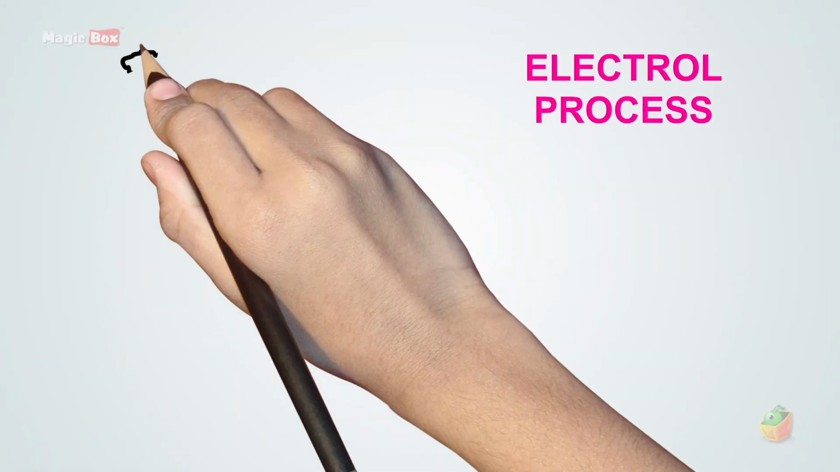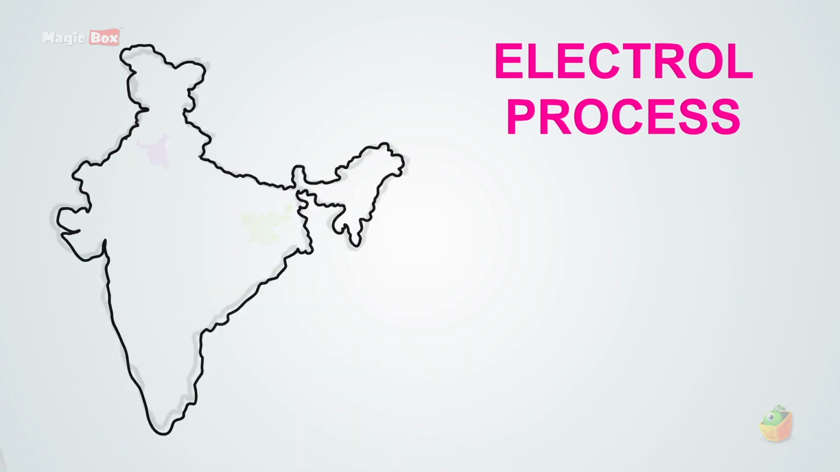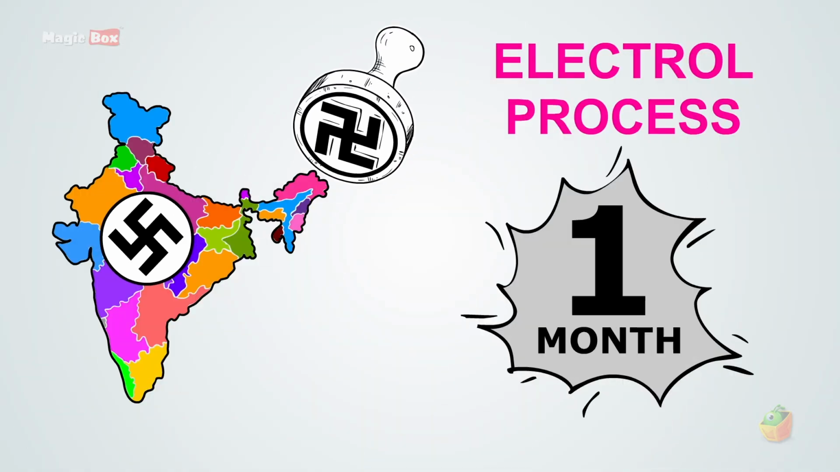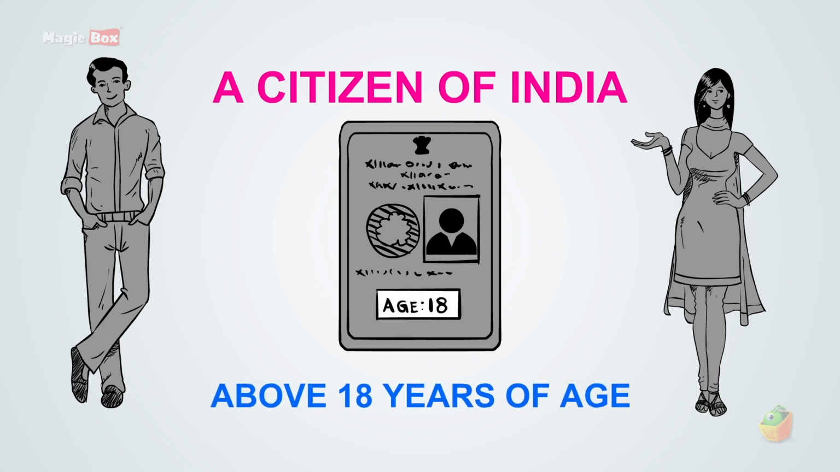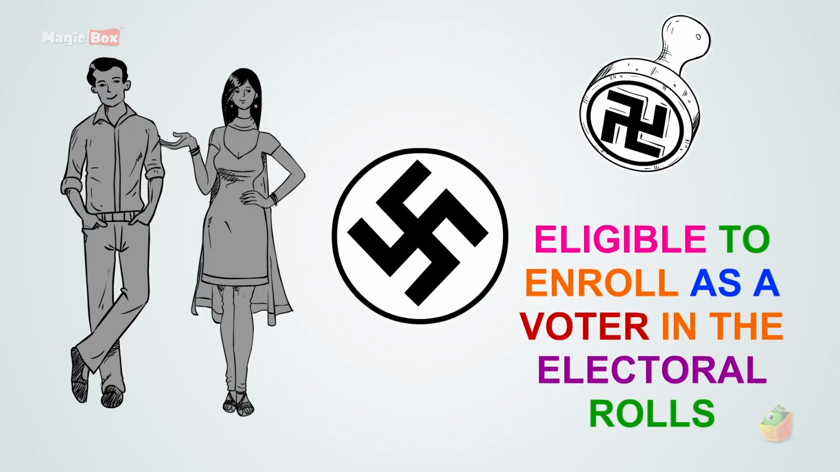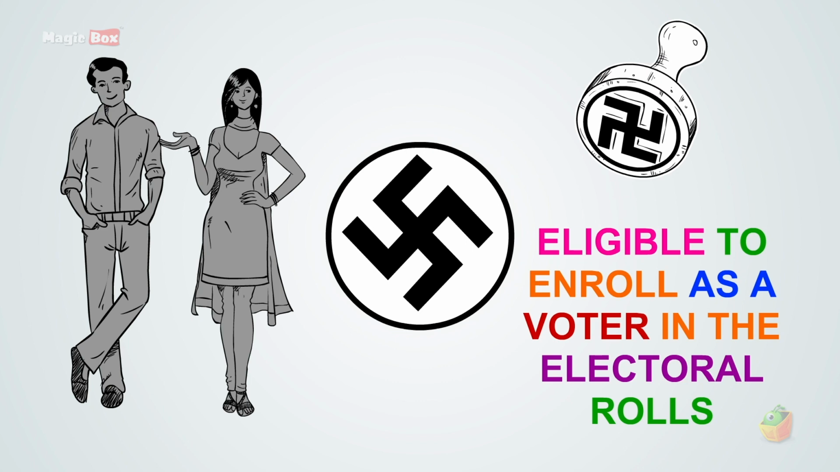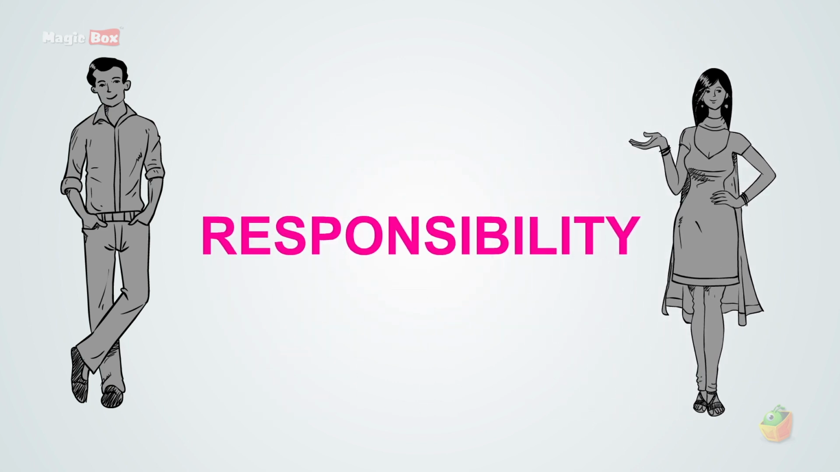Elections. The electoral process in India takes at least a month for the general elections. Any person who is a citizen of India and above 18 years of age is eligible to enroll as a voter in the electoral rolls. It is the responsibility of the eligible voters to enroll their names.